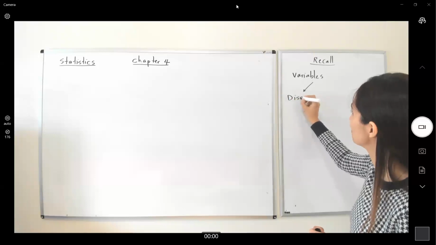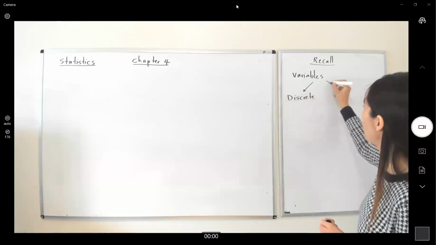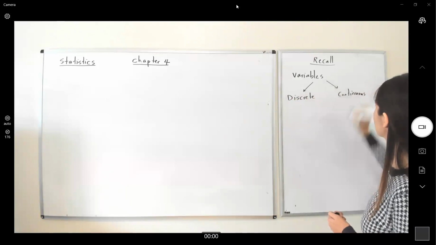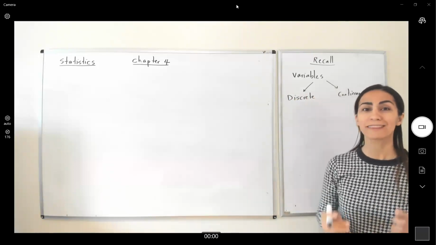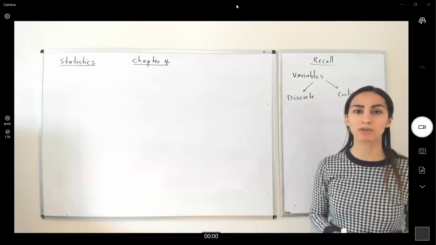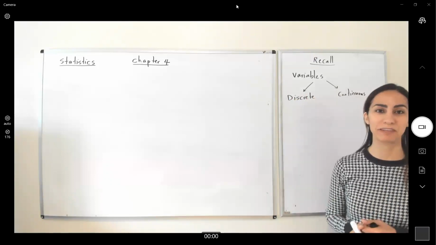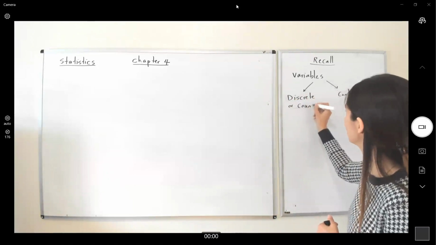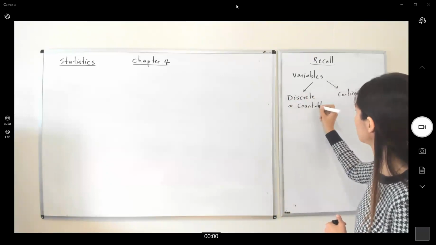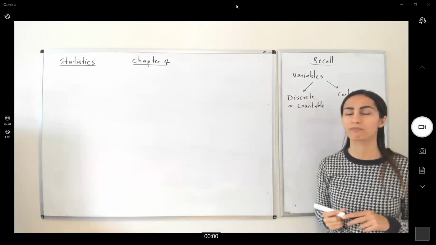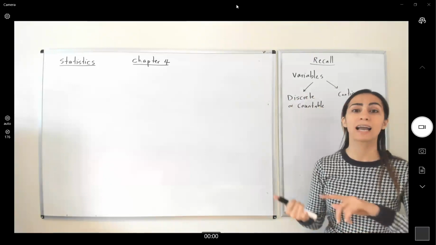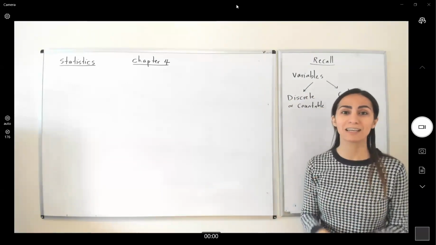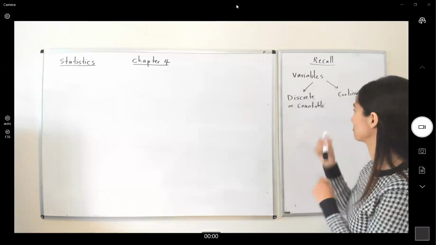Discrete or continuous. So, a discrete variable is a countable variable. Discrete or countable. Give us an example. For example, you can count the number of students sitting in statistics class.